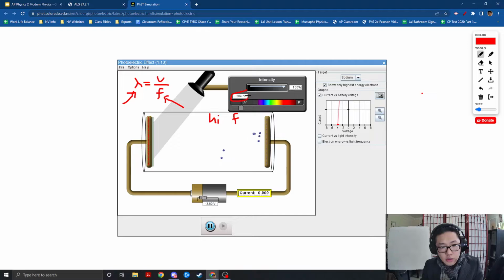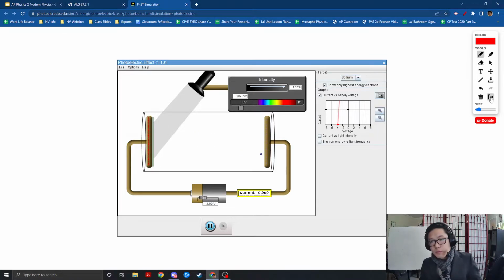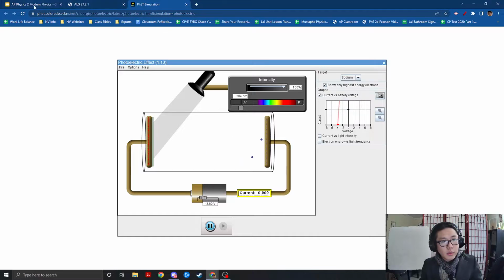So that's why you actually see 204 nanometers. It's becoming, with more frequency in UV, we have a smaller wavelength. And scientists wanted to figure out, why is it that more frequency resulted in more energy being provided by the light source? All right, so here we go. Let's go back to the slides.